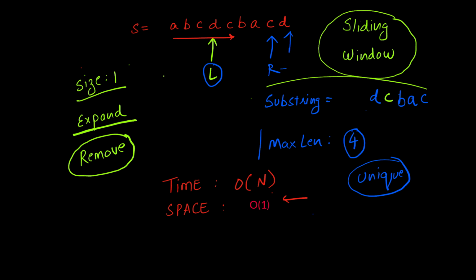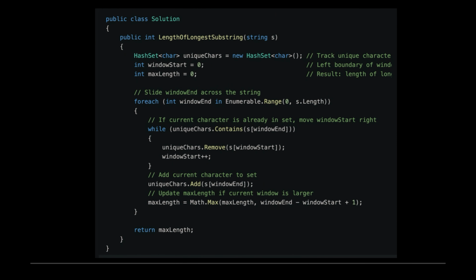As we'll be using a set data structure to determine which characters have already been included, the size of the collection will not be more than 26. As the size of the set is bounded, which is 26, we can simplify it to say the space complexity is O of 1. Here is the C# solution.